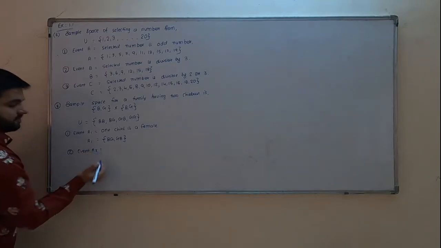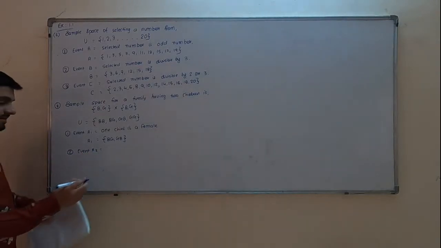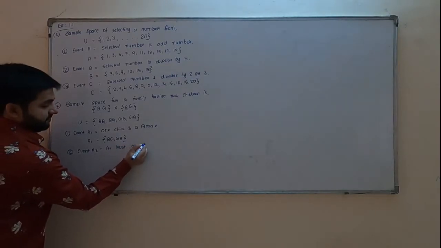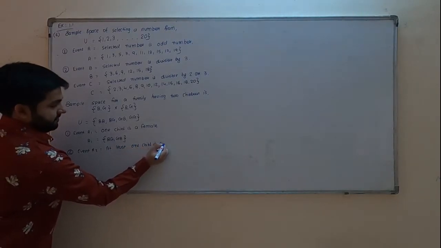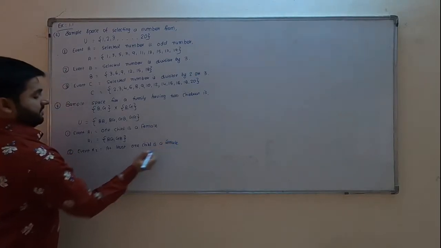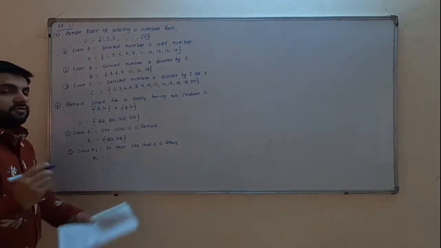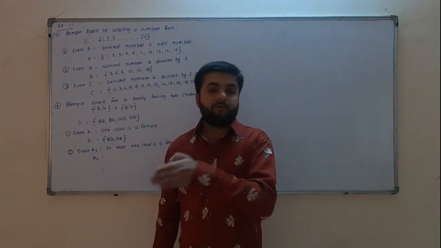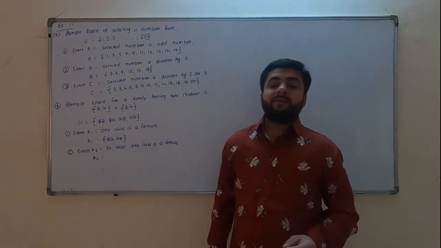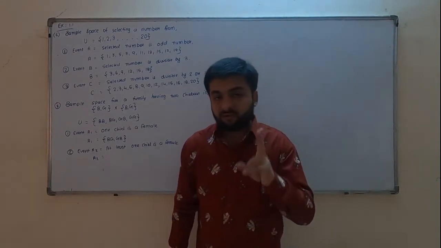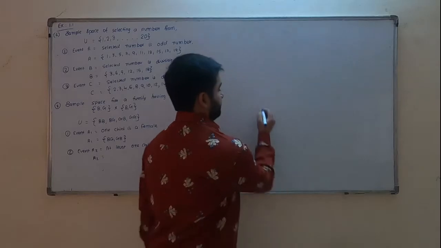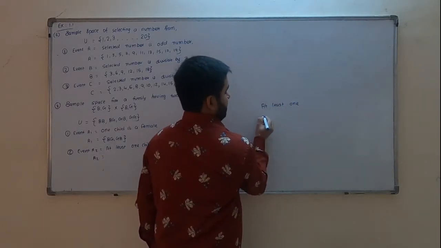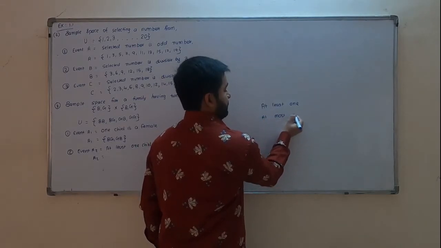Now in event A2, at least one child is a female. Now friends, first you all need to know what you mean by at least. At least one means one or more than one. At most one means one or less than one. So you have to know these two terms. I will show you. At least one, at most one.